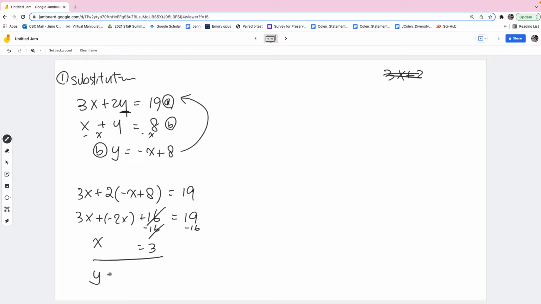How do we find y? We already said that y equals negative x plus 8. So negative x plus 8. I can substitute that x with this 3. Negative 3 plus 8, which is 5. So my x is 3 and y is 5, right? So using substitution, I found (3, 5).